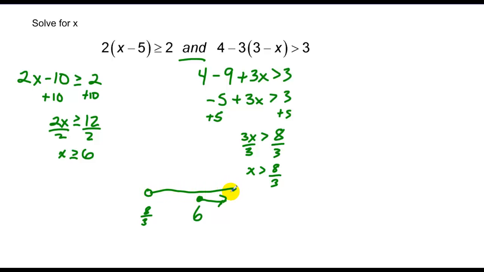Now, this problem states I'm looking for an overlap because it's an and. Where do these overlap? Well, they overlap from that 6 on. So really, my final solution is everything that's overlapped, or x is greater than or equal to 6. To state that in interval notation, I start at my low number, which is a 6, go to my big number, which is an infinity. Since infinity can't be defined, it gets parentheses, but since 6 is included, that gets a bracket.